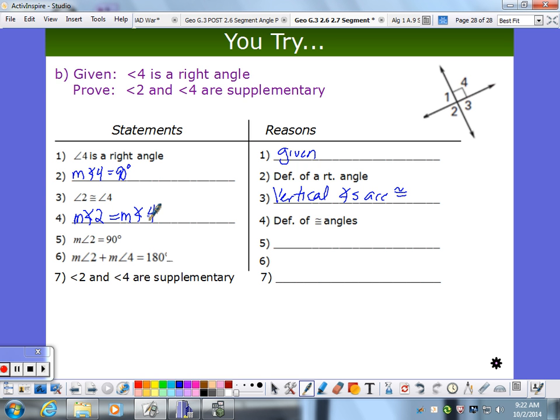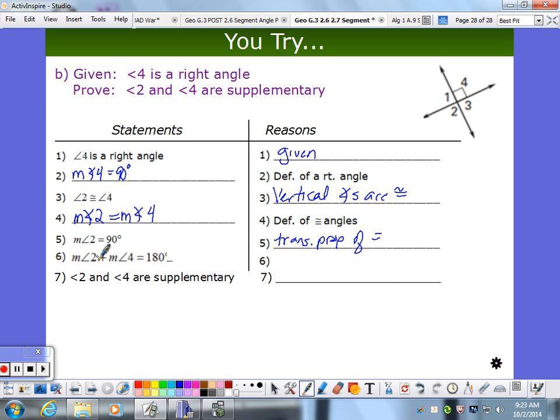And then it says the measure of angle 2 is 90. How come? Yeah, Keely? Transitive property? Let's see, because the measure of angle 4 is 90, and the measure of angle 4 equals the measure of angle 2, that means the measure of angle 2 is 90, yep. Transitive property of equality, because I'm working with equals.